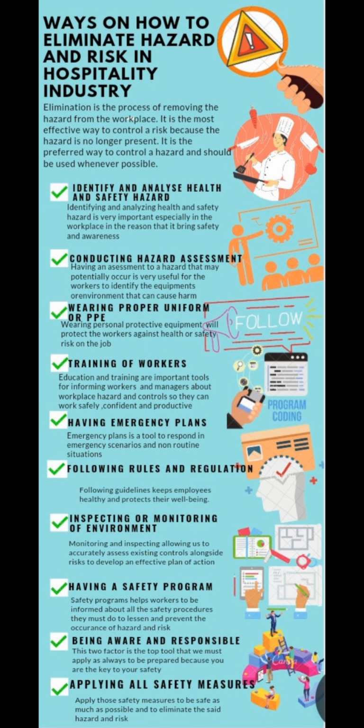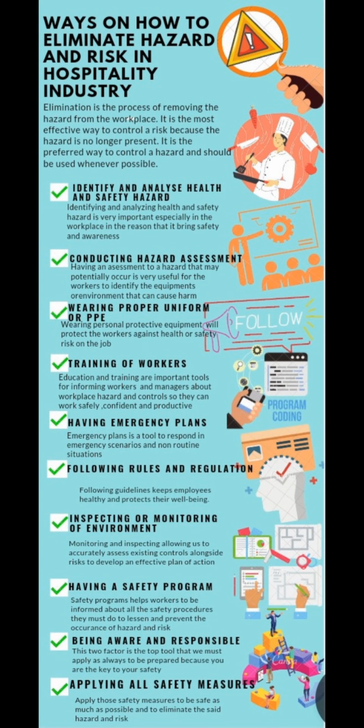Following rules and regulations. Following guidelines keeps employees healthy and protects their well-being. So by following rules and regulations, they can perform the jobs more effectively and be confident that they don't have any worry about being injured or suffering from illness. Inspecting or monitoring the environment. Monitoring and inspecting allow us to accurately assess existing controls alongside risks to develop an effective plan of action. By having plans, it is easy for us to execute when the problem occurs.